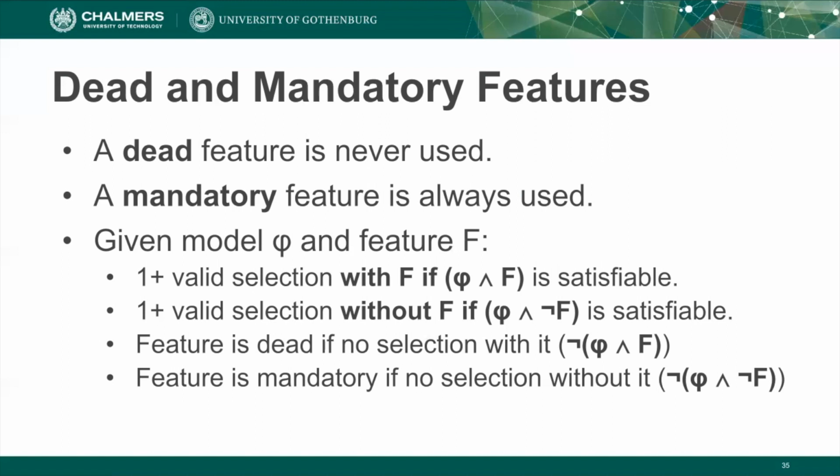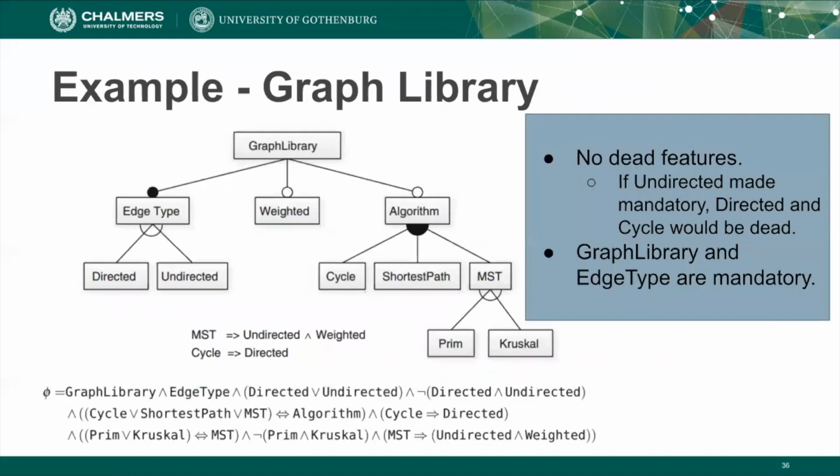It's really easy to do when we evolve a model over time, so it's good to perform this kind of analysis. So here we have our graph library again, and this model actually has no dead features in it, which is great. Graph library and edge type are mandatory, right? The root is graph library. That's needed no matter what. So that's kind of trivially mandatory. Of course, we know it's there.